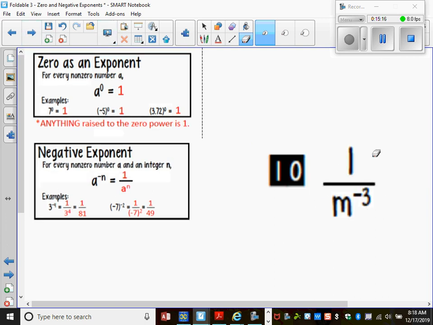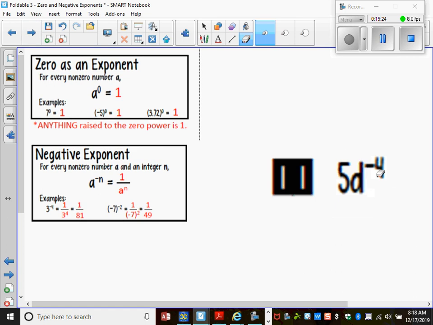Okay, for here, we're going to move this to the top, and we just end up with m to the third. All right. For number 11, this -4 is only attached to the d. It is not attached to the 5. Okay, so you're going to leave the 5 where it is. You're going to put this as d to the 4th in the denominator.